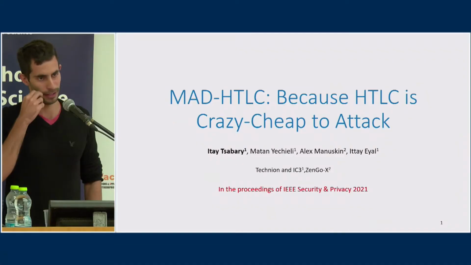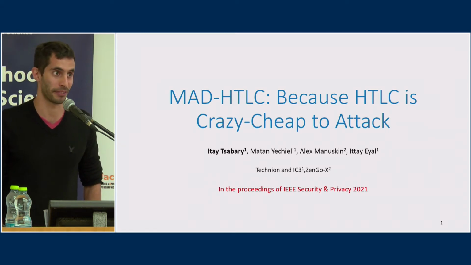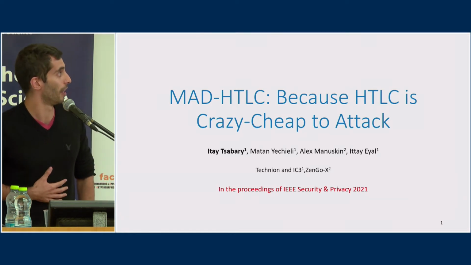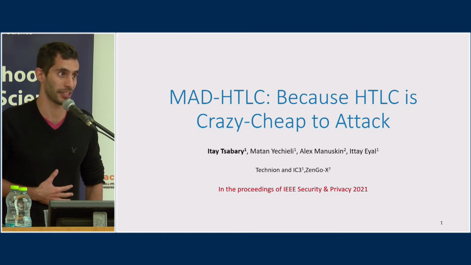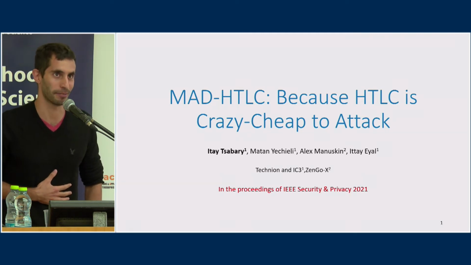The title is Mad HTLC because HTLC is crazy cheap to attack. HTLCs are the basic building block in many cryptocurrency systems, and we know they are vulnerable to bribery attacks on Ethereum. In this work, we show they are actually vulnerable also on Bitcoin, and the attacks are cheaper and simpler than what we previously knew. But we also propose a solution, Mad HTLC. It's secure, incentive compatible, and you can just plug it in and it will work. This is a joint work with Matan, Alex, and Itay, and it's in the proceedings of Oakland 2021, and you can also find it on arXiv.